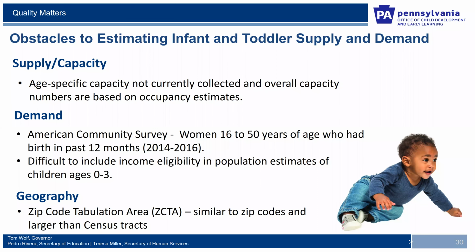This time we used zip code tabulation areas, which Erica explained in a slide earlier, which are kind of similar to postal zip codes and larger than census tracts, because we felt they reduced the margin of error for the estimates.